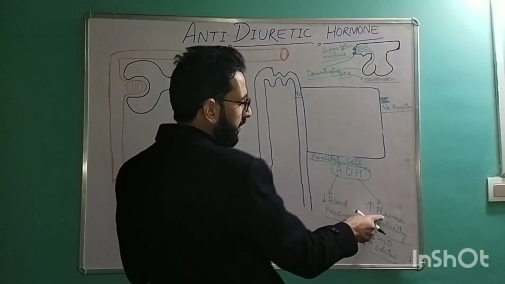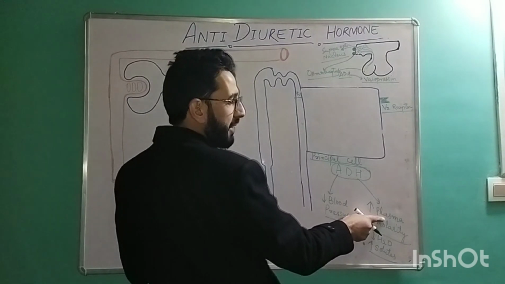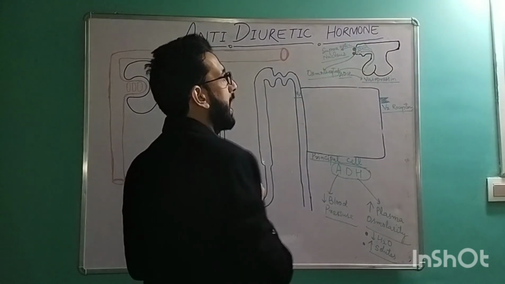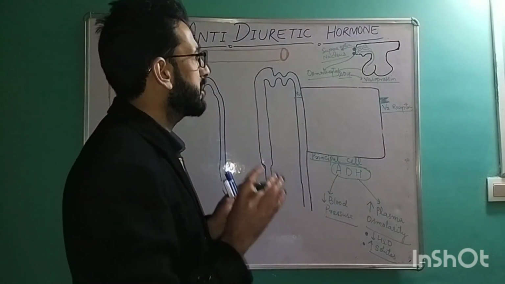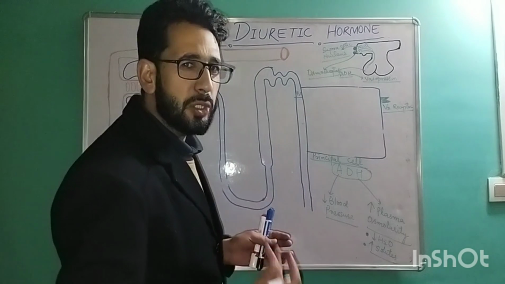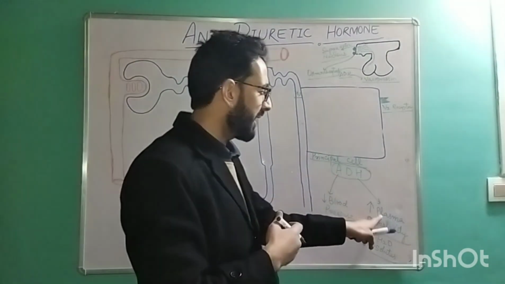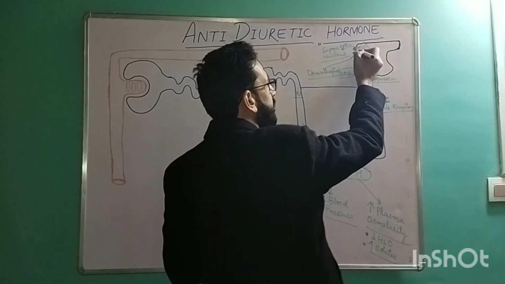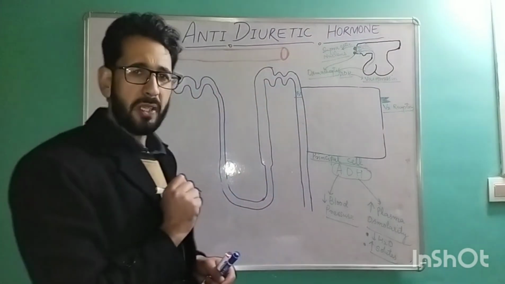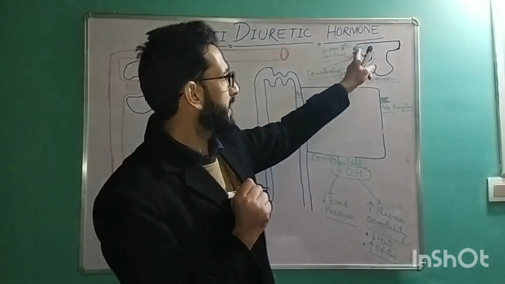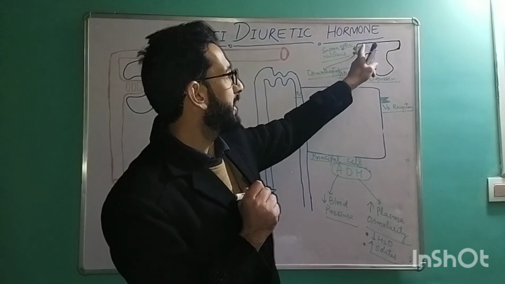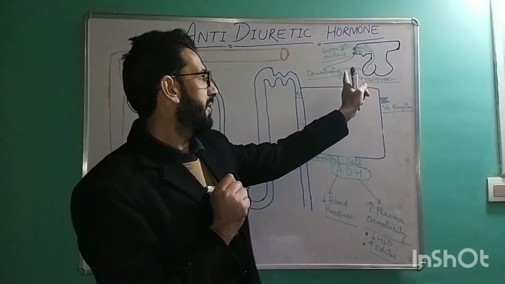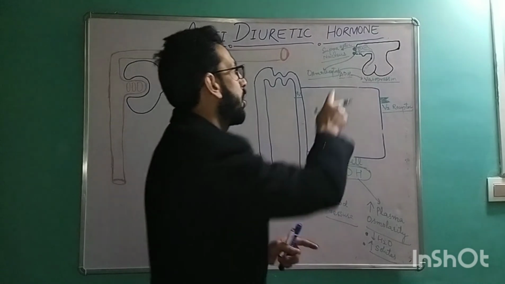Whenever there is a change in the plasma osmolarity, it is detected by these osmoreceptors which are present in the hypothalamus. Once these osmoreceptors are activated, they stimulate our supraoptic nucleus. This supraoptic nucleus generates the action potential, which is sent down, and from the axon terminal we release the antidiuretic hormone.